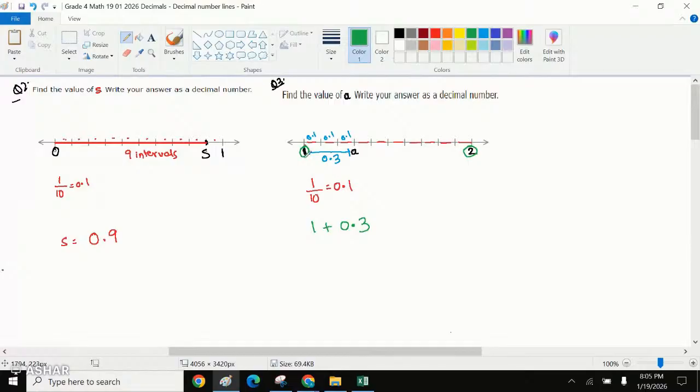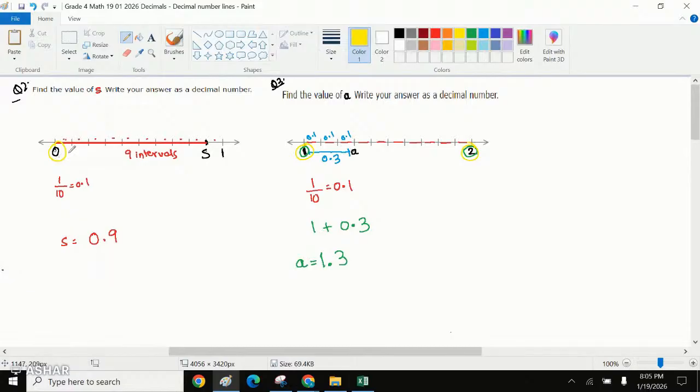We need to look at the starting number over here. This was 1. 1 plus 0.3 would be 1.3, which is the value of A. Okay. So this is very important for us: the starting point and the ending point.